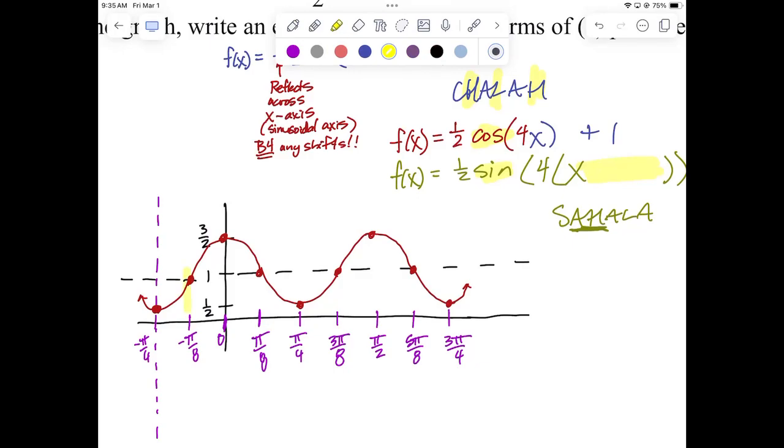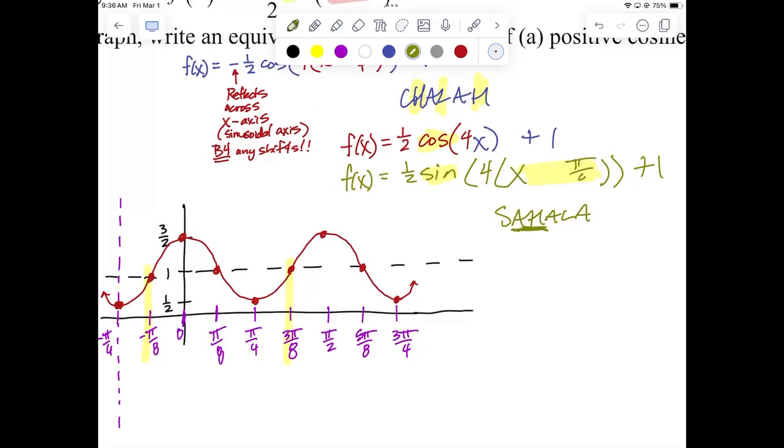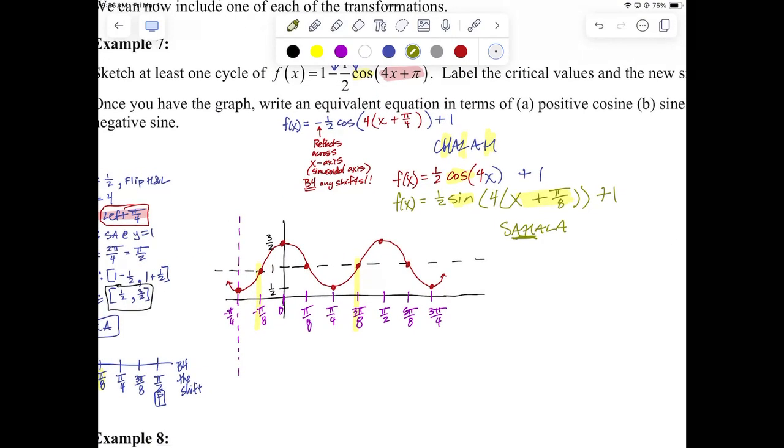Where's your favorite point where you're on an axis going up? I spy several of them. Negative pi eighths, 3 pi eighths. There's 2 of them. Which one you want to get over to? Let's get over to negative pi eighths. Good. If I'm going to get over to negative pi eighths, is it plus pi eighths or minus pi eighths? Plus. Yeah, it's the opposite of what it appears.